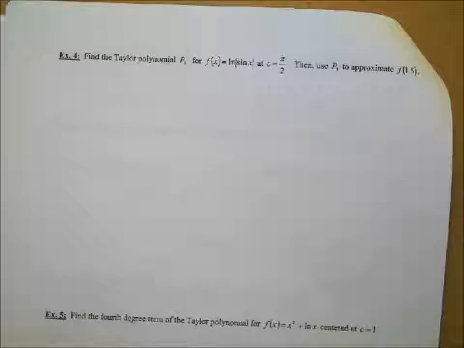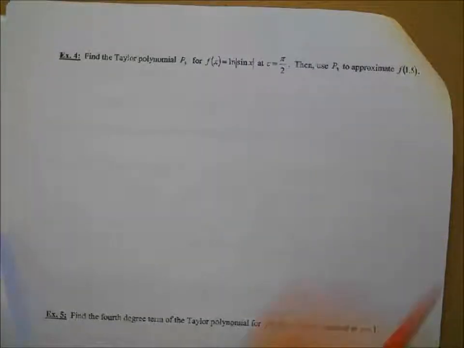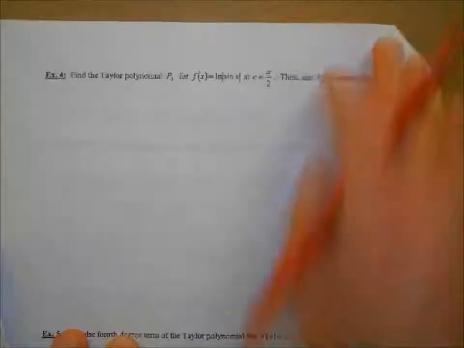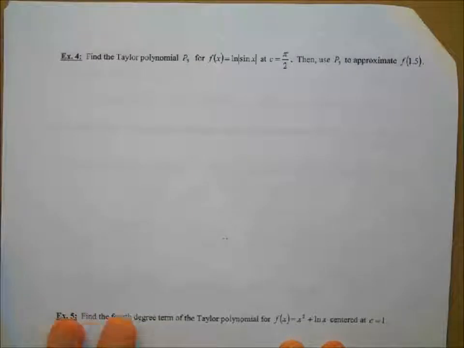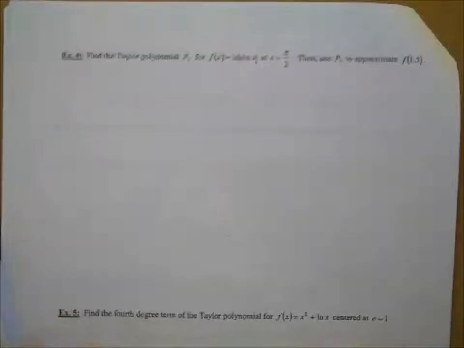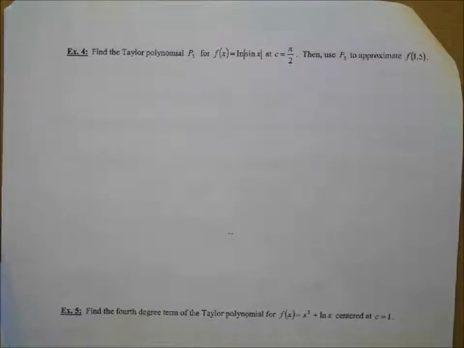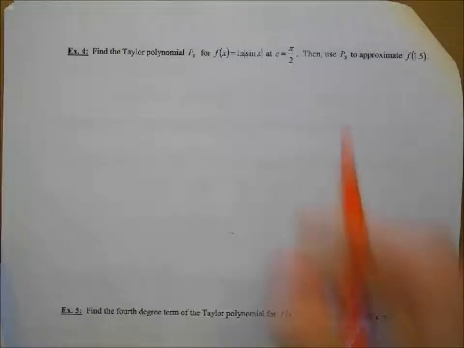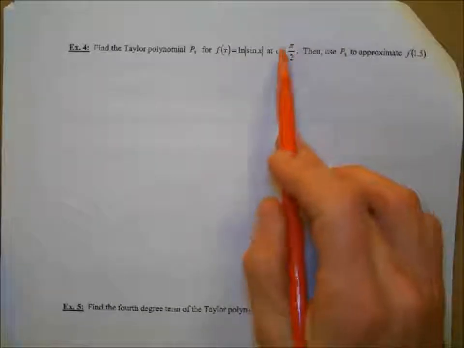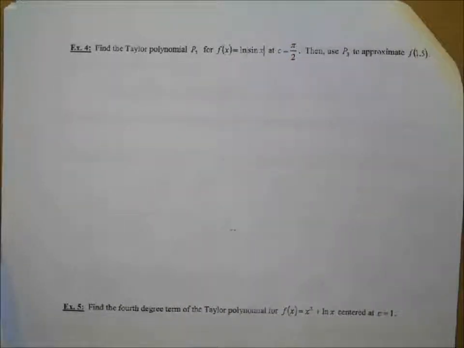So example 4: find the Taylor polynomial p sub 3 for f of x equals natural log of the absolute value of sine x at c equals pi over 2. Then we're going to use that p sub 3 to approximate f of 1.5. We're going to center it at pi over 2, and then use it to approximate 1.5.